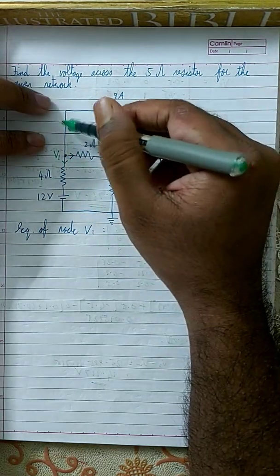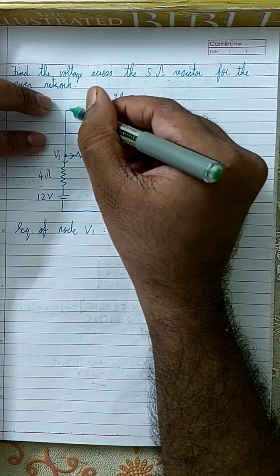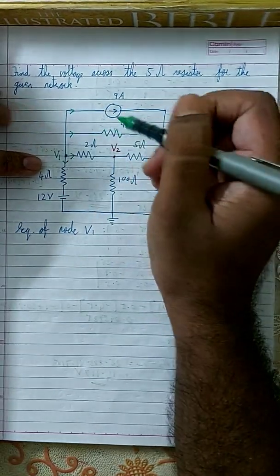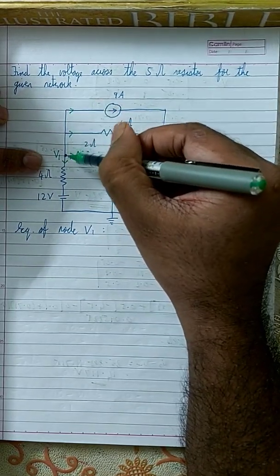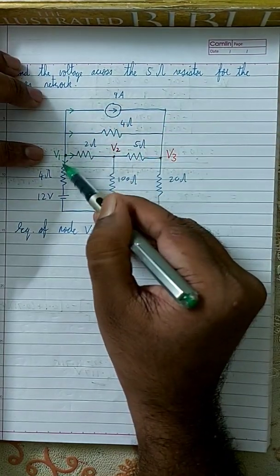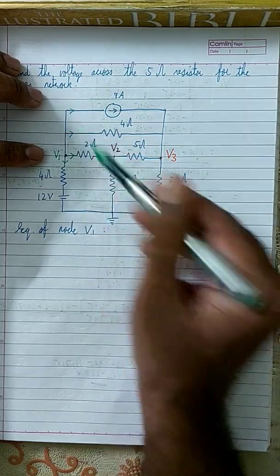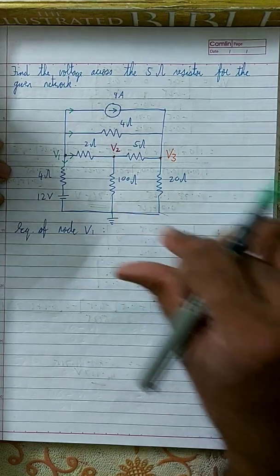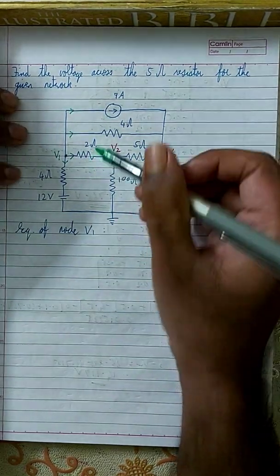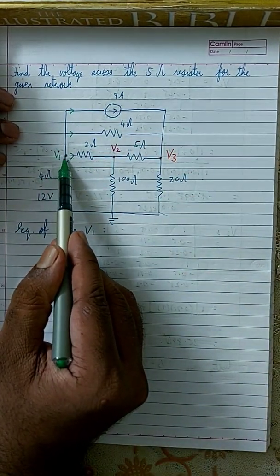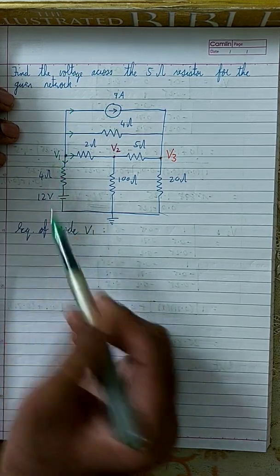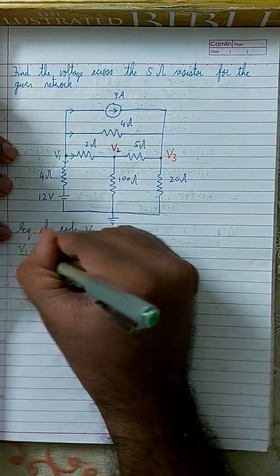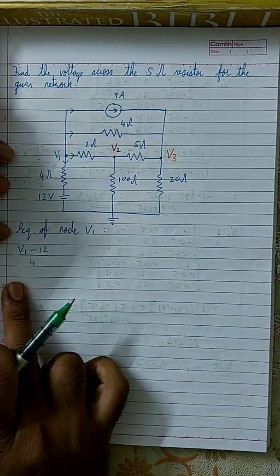And here there are 2 more branches. This is another branch and this is also another branch, so totally there are 4 branches connected to V1: 1, 2, 3, 4. That means there will be 4 terms in this equation. Let's write each and every term. What is the term for this current? The current is flowing from V1 downwards. What is the name of that current? It is V1 minus 12 by 4.